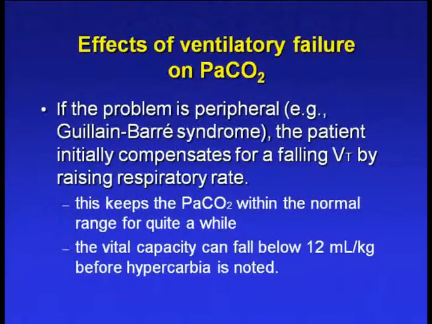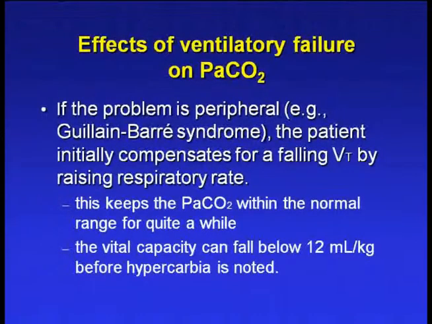But once the vital capacity gets below about 12 mLs per kilo, they're about to fall off a cliff. They won't be able to increase the rate much more at that point, and they will very abruptly go into hypercapnia and acidosis as a result of it. So they're going along, increasing the rate, keeping the pH relatively normal.